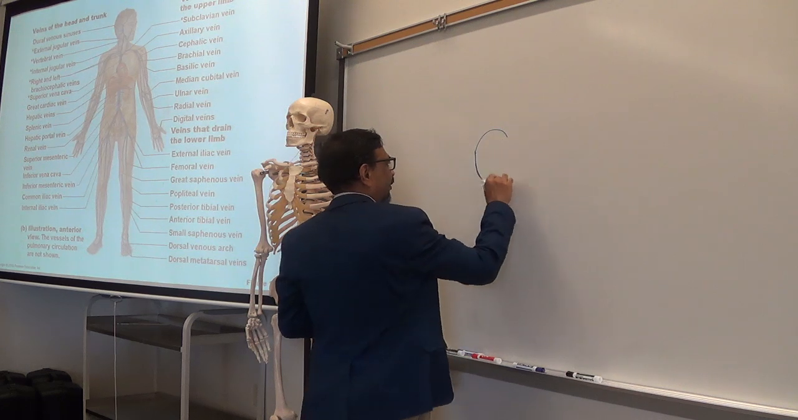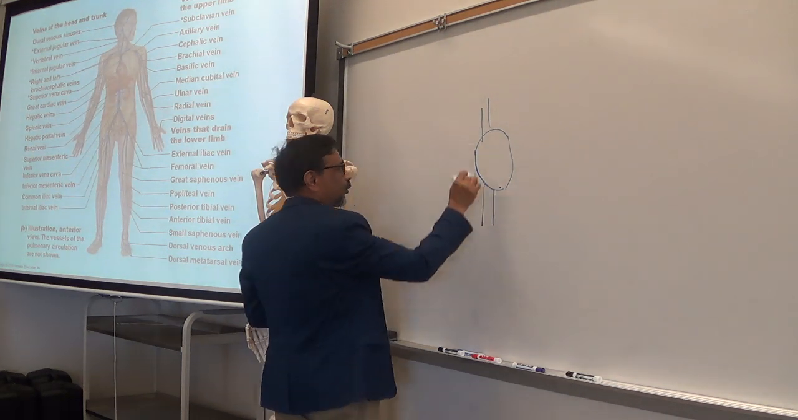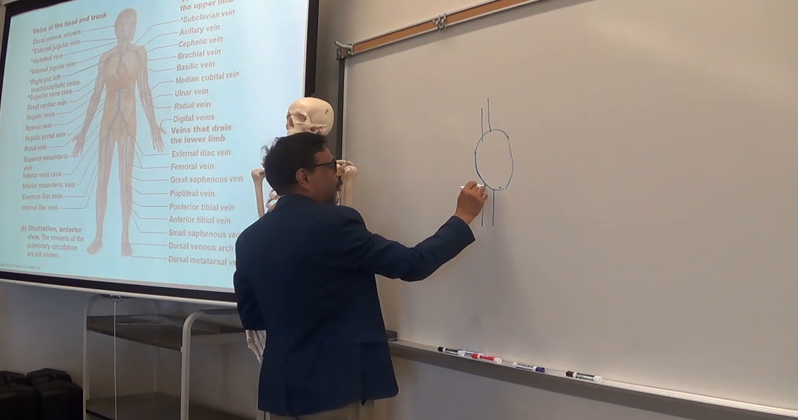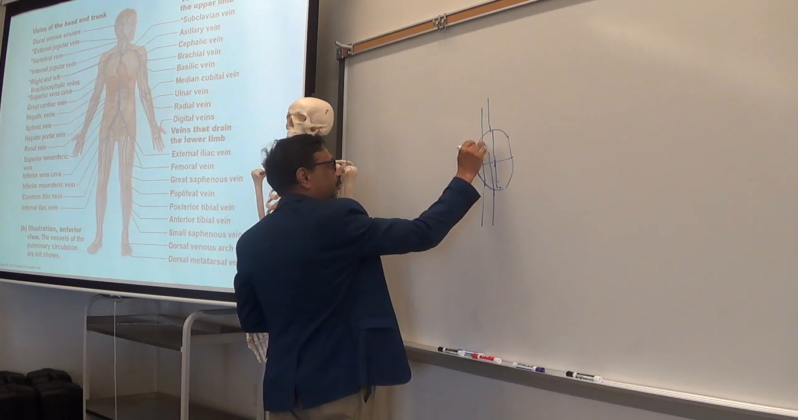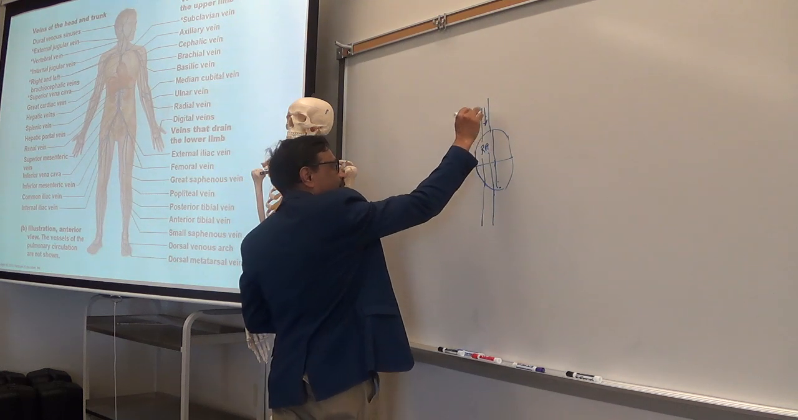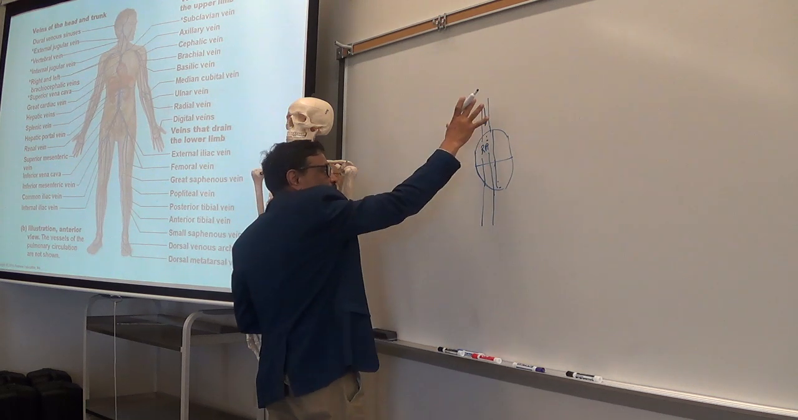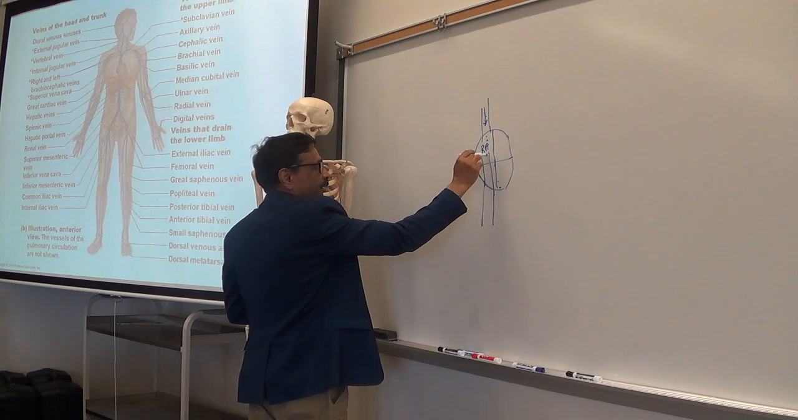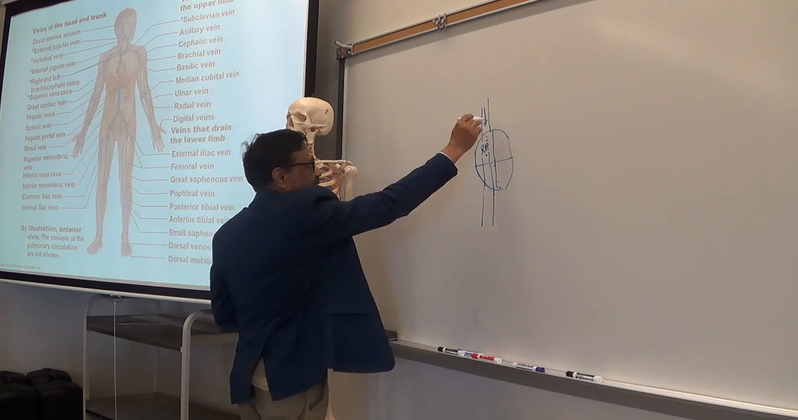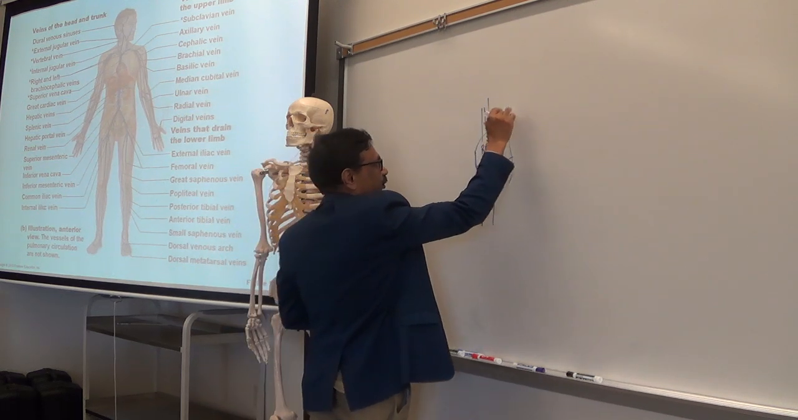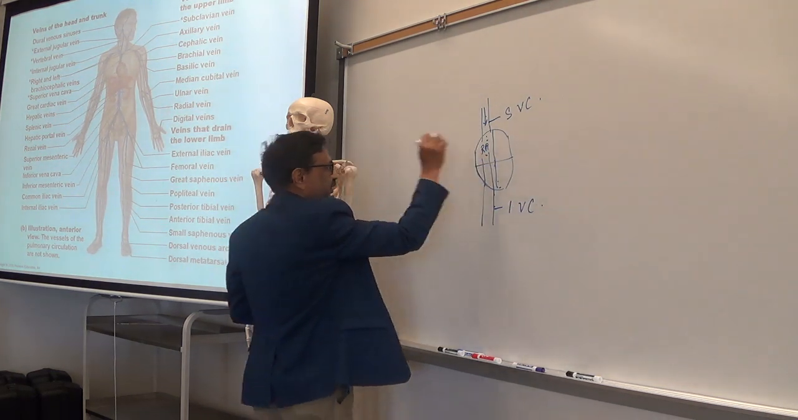So, what happens, this is the heart, superior and inferior vena cava. These are two largest veins. Both give the blood to the right atrium. So, this is the right atrium. Superior vena cava brings deoxygenated blood into the right atrium from the upper part of the body. Inferior vena cava gives deoxygenated blood to the right atrium from the lower part of the body. So this is superior vena cava, this is inferior vena cava, this is right atrium.